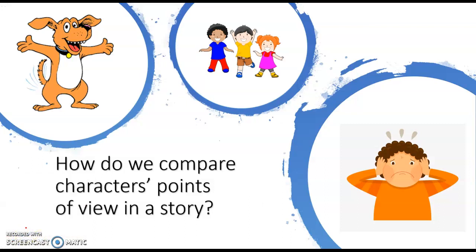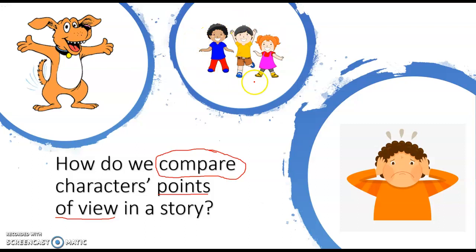Your lesson essential question is, how do we compare characters' points of view in a story? So this week we're going to be looking at the point of view of different characters in stories. We're going to be comparing those points of view. So we're going to be thinking about how the characters feel about certain events or about each other in the stories. So you can tell this dog is excited about something.